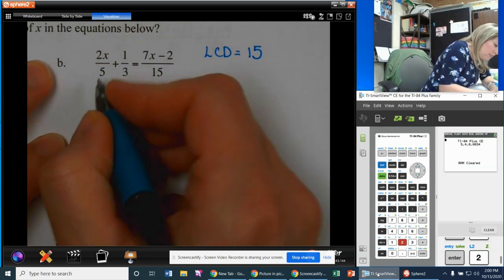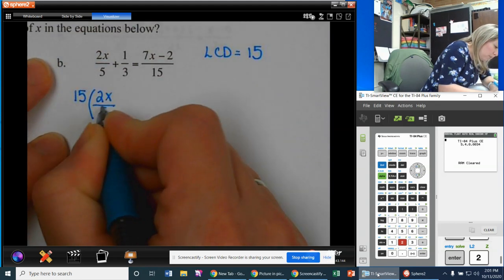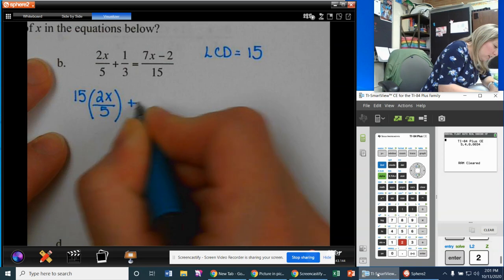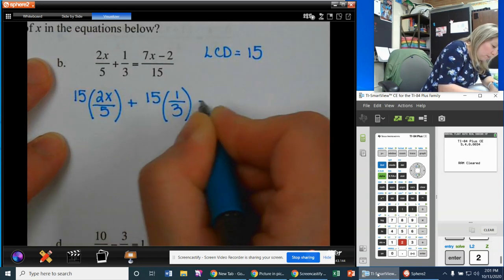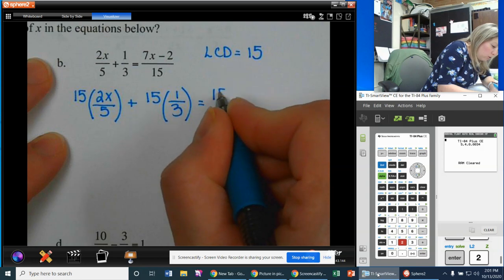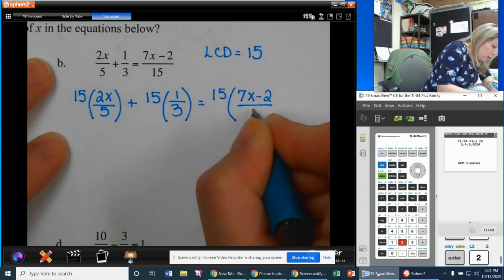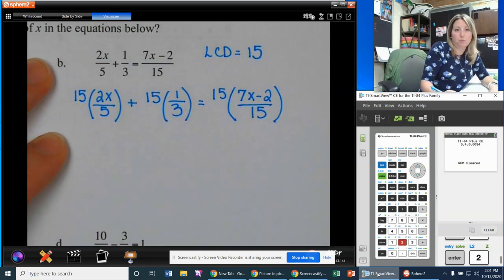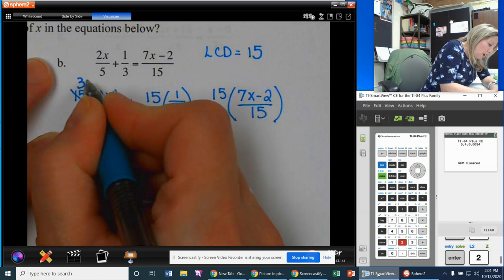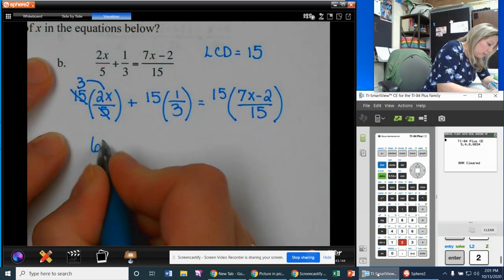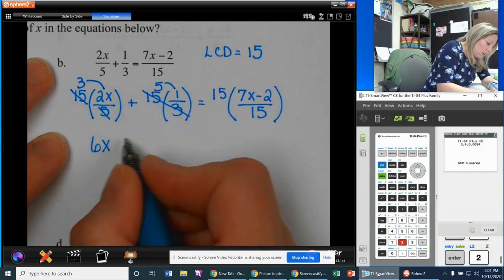So now I just take 15 and multiply it by every piece of the equation. Do this rewrite because I'm telling you right now, it's different in each section if you cancel out a denominator. And so because of that, you want to make sure that you have the right leftover to be multiplied by your numerator in each of these pieces. So like here, 15 divided by 5 is 3, and 3 times 2x is 6x. 15 divided by 3 is 5. 5 times 1 is 5.